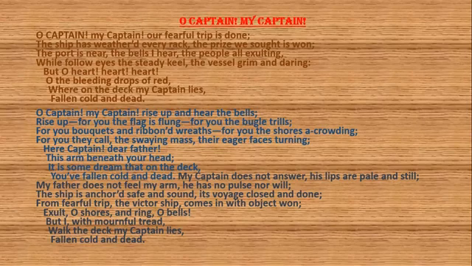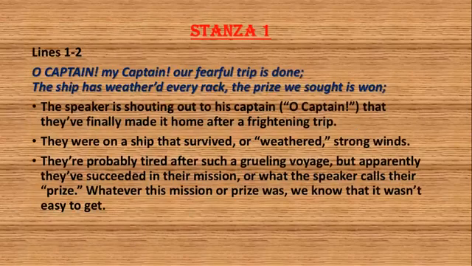Now let's start with the stanzas. First of all, I would like to tell you the summary of the first stanza.